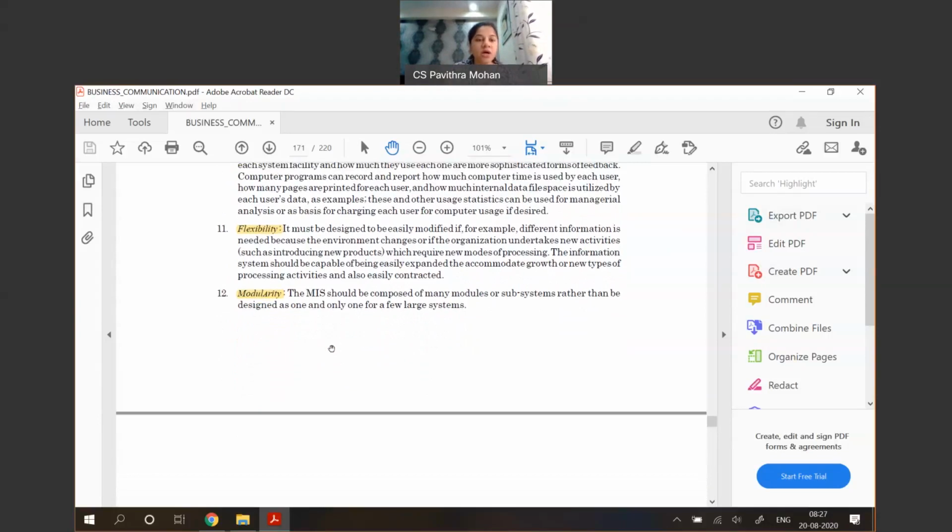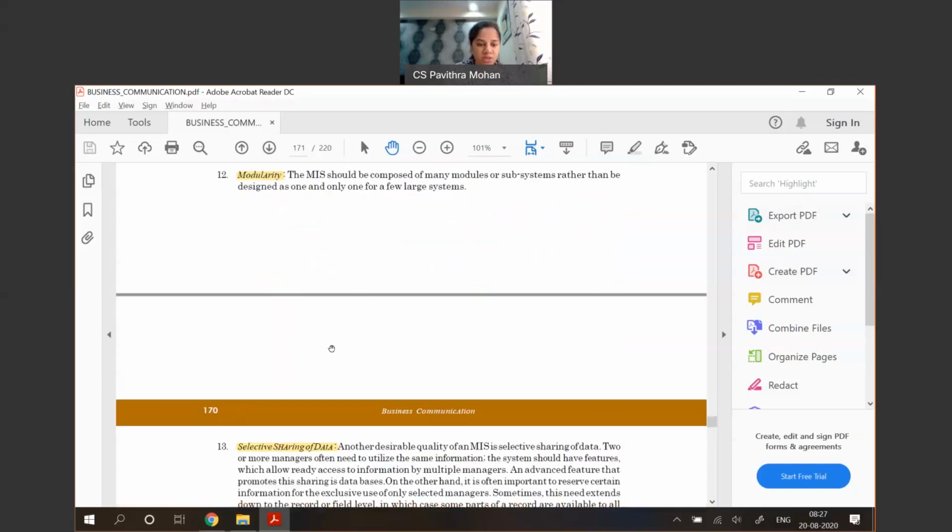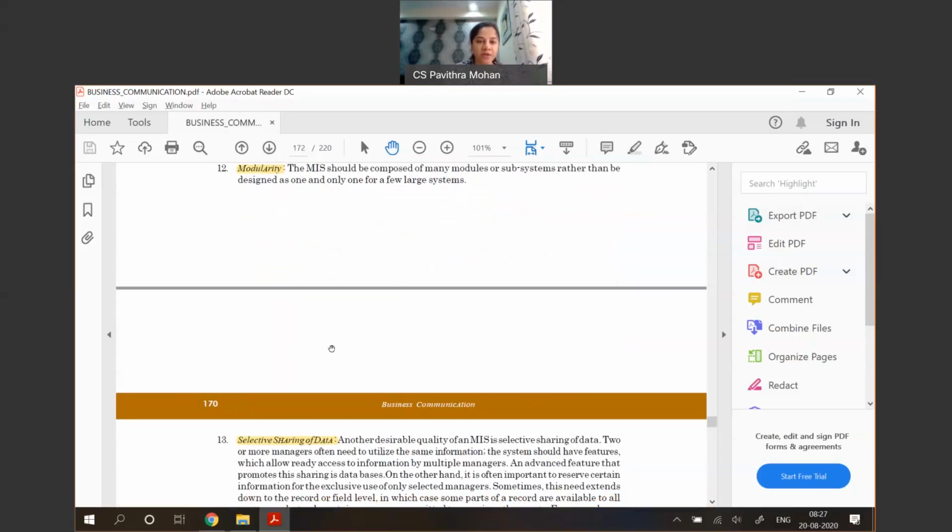Then you have modularity. Each one will be just like the subsystems we explained. The same way there will be modules: finance department module, purchase module, sales module. The same will be here based on a large amount of data. If the purchase department is entirely different, then I have to purchase the different module and implement it in my organization.